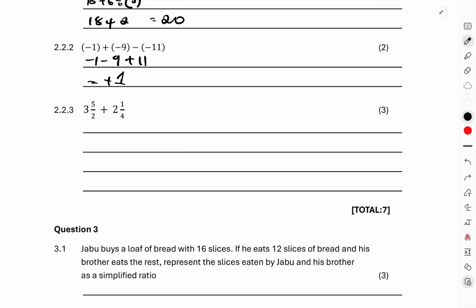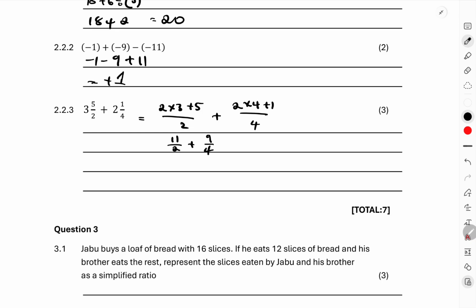2.2.3, simplify the following without using a calculator. It means I'm going to have these two numbers will multiply and these ones we are going to add. It means I'm going to have a 2 times a 3 plus 5 divided by a 2 plus a 2 times a 4 plus 1 divided by a 4. 2 times 3, it's a 6. 6 plus 5, it's 11 over 2 plus 2 times 4, it's 8. 8 plus 1, it's 9 over 4.